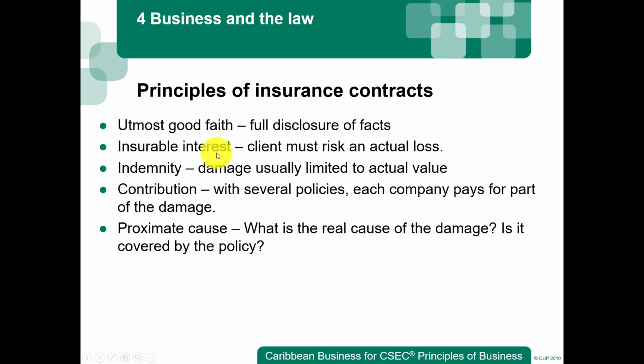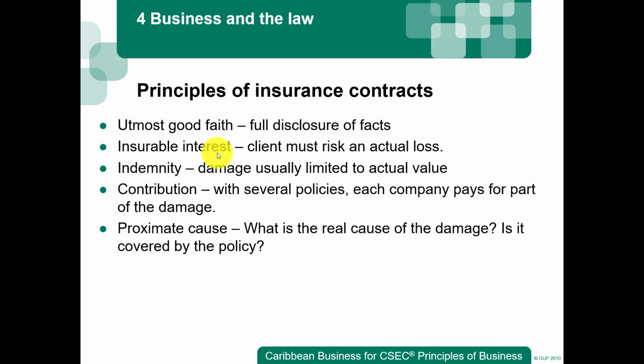Insurable interest means that the client must risk an actual loss. What does this mean? It means that you have to be the one, let's say you're going to Sagicor, you who are going into Sagicor must be the one who is going to lose if something happens to whatever you're going to insure. So if you're going to insure a car, it means that if the car gets in an accident, it's your car, you own the car, so you are going to lose. You cannot go and insure someone else's car.